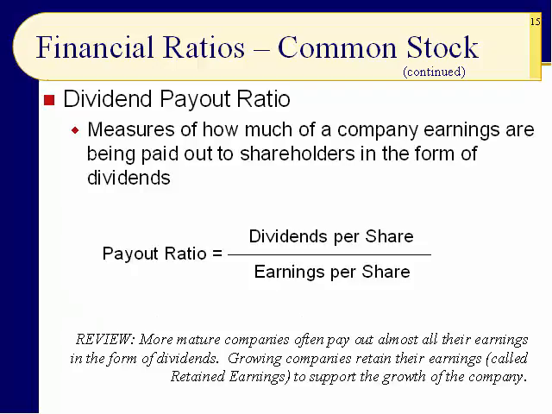Slide number 16, the dividend payout ratio. Again, we've already gone through this. This is a measure of how much of a company's earnings are being paid out to the shareholders in the form of dividends. And as we've seen, more mature companies often pay out much of their earnings. Why? Because they don't need the money. They don't need the retained earnings to plow back into the company. And companies that are growing fast need that cash, so they don't pay high dividends.